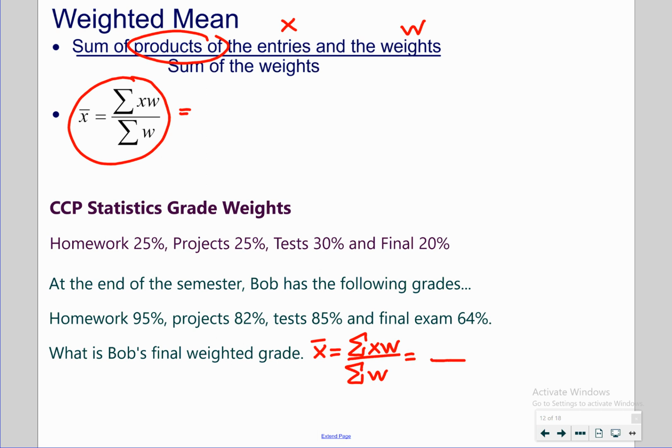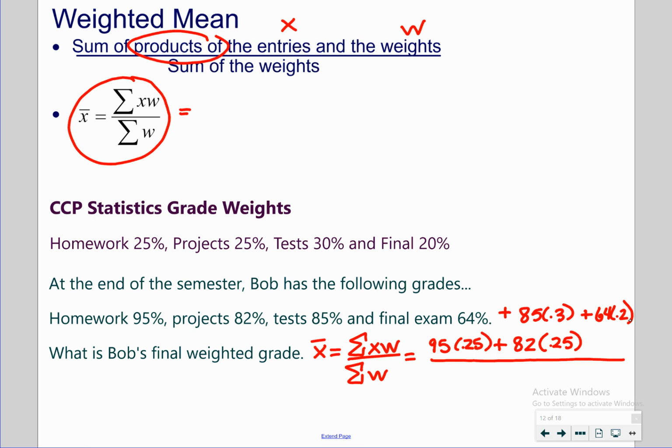Okay, so there's a couple different ways you can write this. I'm going to write this the long way. I'm going to take each grade he has and multiply it by the homework percentage or the test percentage or the project percentage. So I'm going to say 95 is his homework grade times 0.25. Okay, plus 82 is his project grade, and that's worth 25%. I'm going to run out of room. Plus 85 is tests, and that's worth 30%. Plus 64 was his final. Times 0.2. Okay, so that's each x times its respective weight.